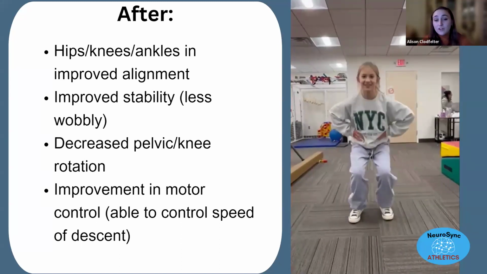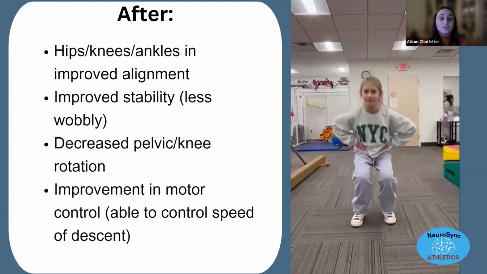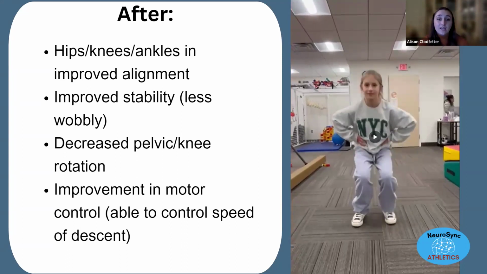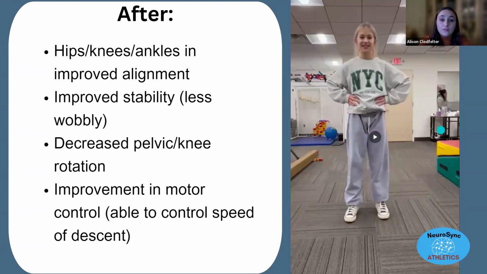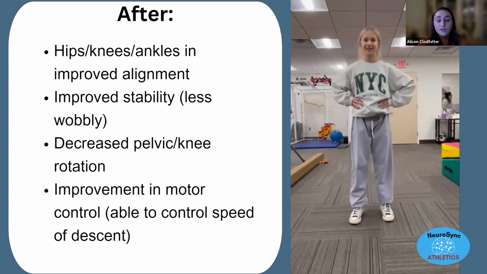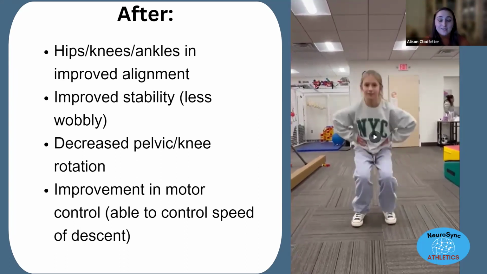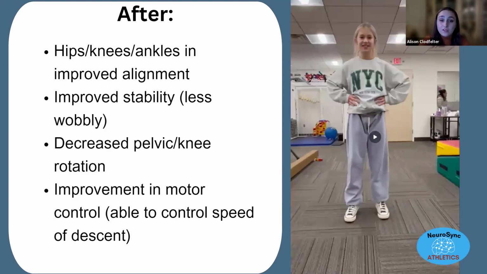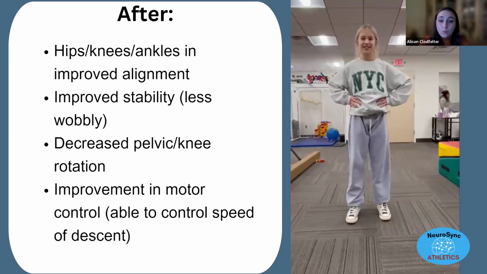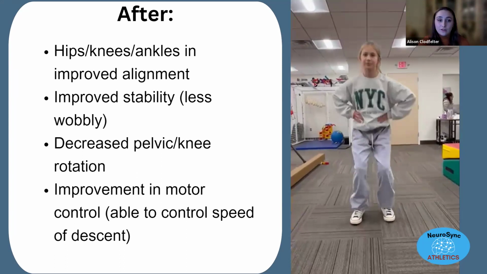So this is a video of her squat post NeuroSync treatment. So you can see her hips, knees, and ankles are in significantly improved alignment. Let's play that one again. So they're tracking forward. You don't see that funky rotation in her pelvis, knees, or anything like that. She has significantly improved stability. See how much less wobbly she is. So she's really solid when she's moving up and down here.